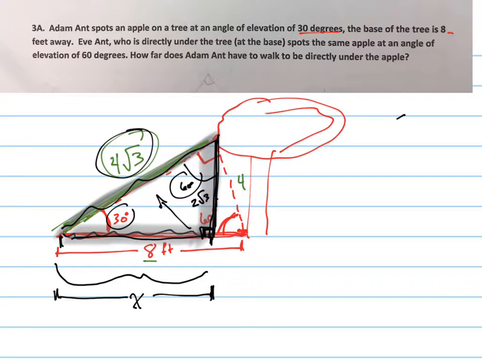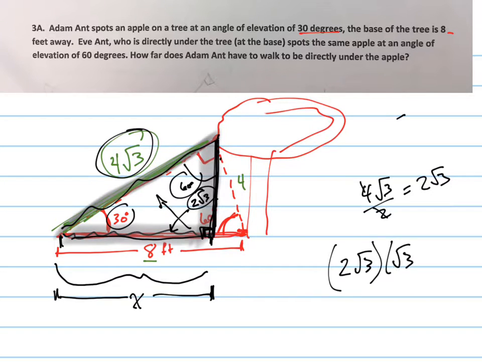What's the relationship between the biggest side and the small side? Just divide by 2. Always divide by 2. So what's 4 root 3 divided by 2? 2 root 3. So there's 2 root 3. That black altitude right there, straight down from the apple, is 2 root 3. And how do I go from the smallest side to the medium side? I multiply it by what? Root 3. That's right.